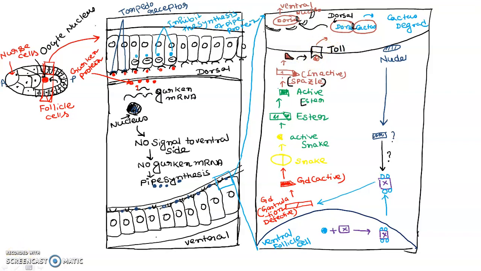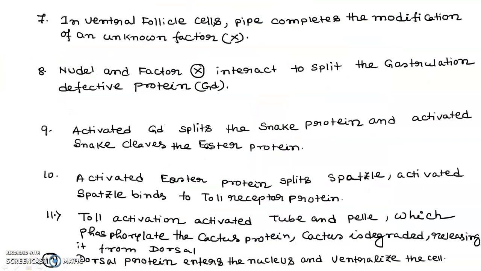Now see here, activated Gastrulation defective (GD) cleaves the Snake protein, and activated Snake cleaves the Easter protein. Activated Easter protein cleaves Spätzle. Activated Spätzle binds to the Toll-like receptor protein. Toll activation activates Tube and Pelle, which phosphorylate the Cactus protein. Cactus is degraded, releasing Dorsal. Dorsal protein enters the nucleus and ventralizes the cells.